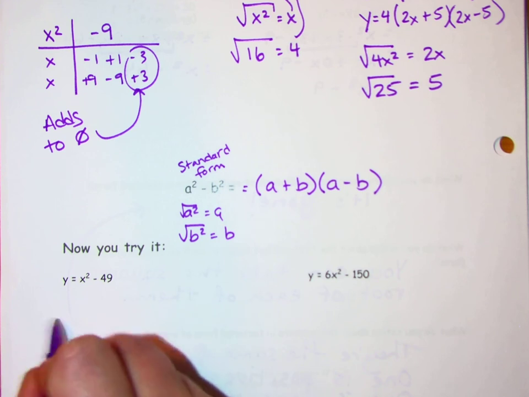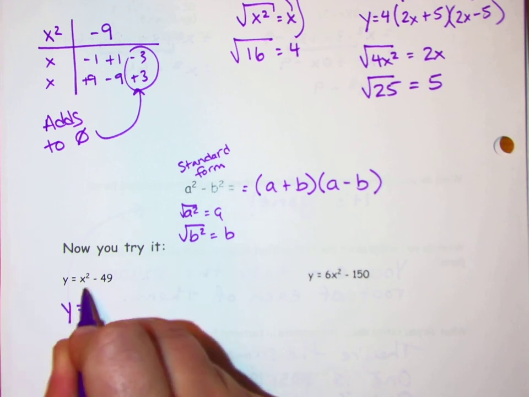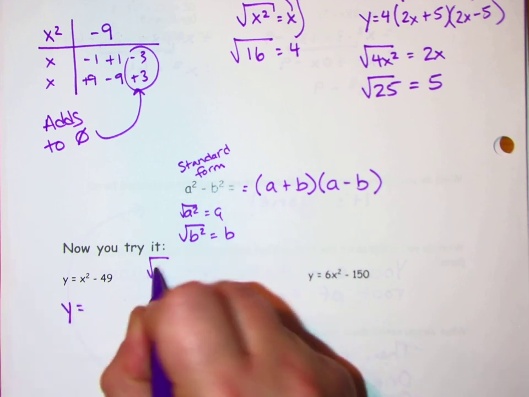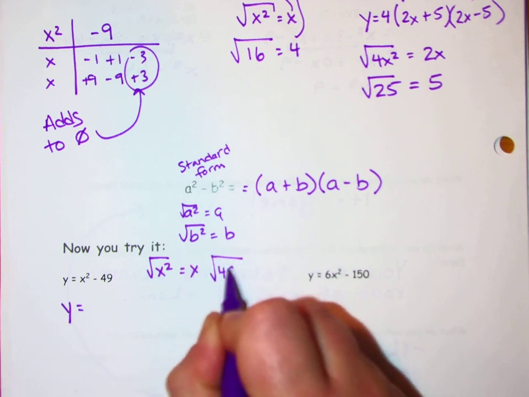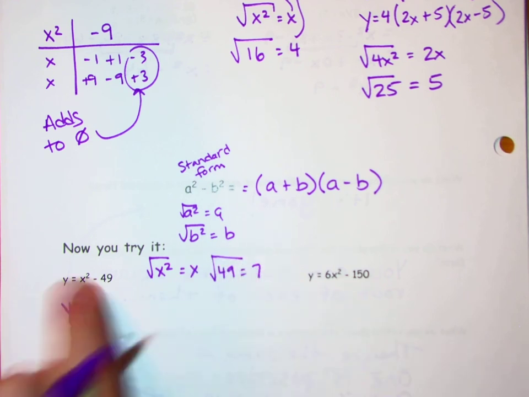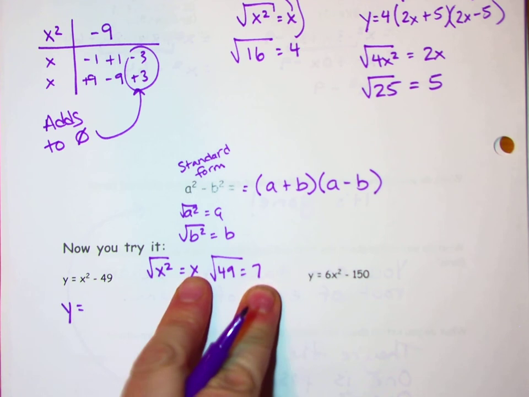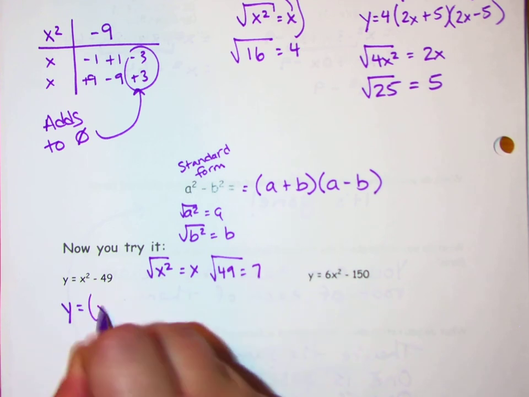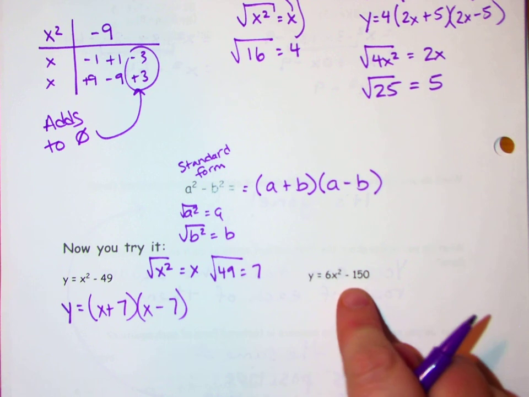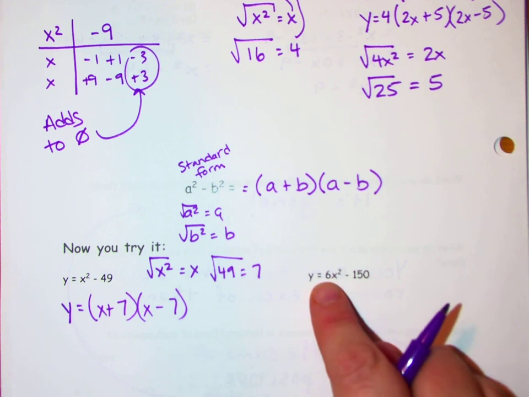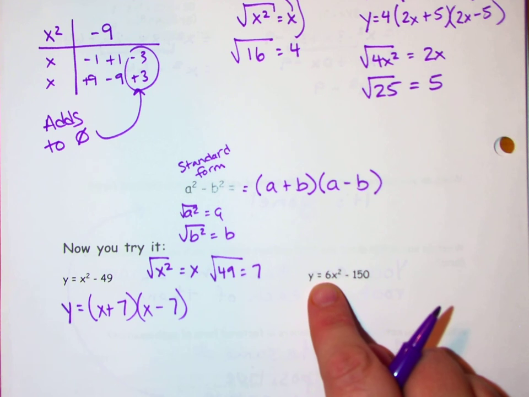Okay, hopefully you've given that a try. You should recognize the square root of x squared is x. The square root of 49 is 7. So I have a subtraction with 2 squares. That means I've got x plus 7, x minus 7. If I took the square root of 150, I'm not going to get a very nice number. I can't get the square root of 6 and get a nice number either. I could get some decimals there.